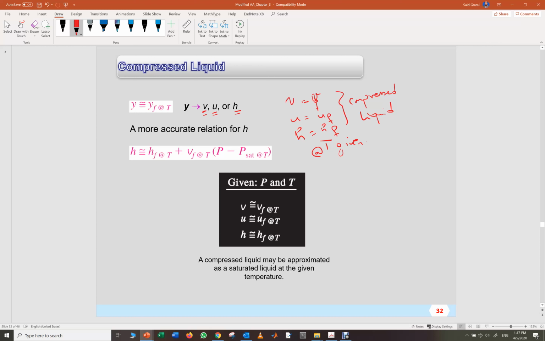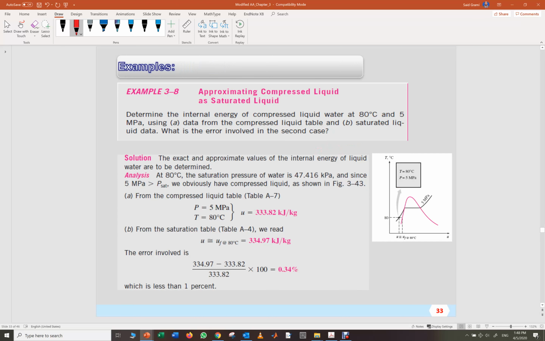A compressed liquid may be approximated as a saturated liquid at a given temperature. That means if you have the curve like that, here we have Vf. All this region is compressed liquid, and V will be approximated by Vf, which is at this point. This is the specific volume for the saturated liquid. So it can be approximated.